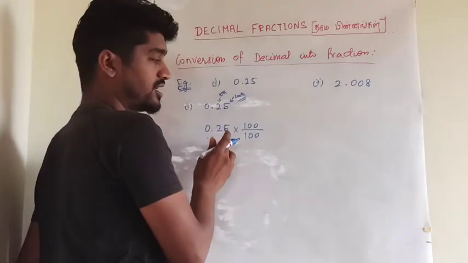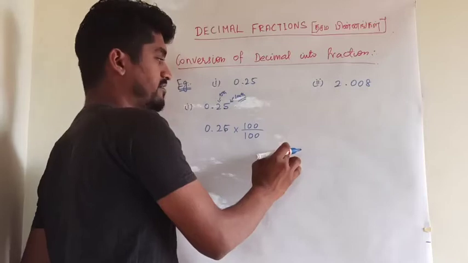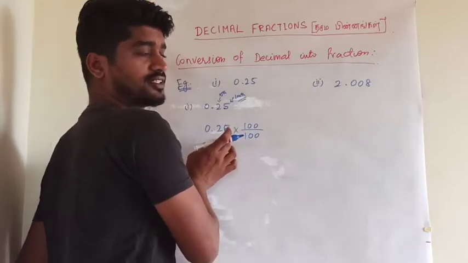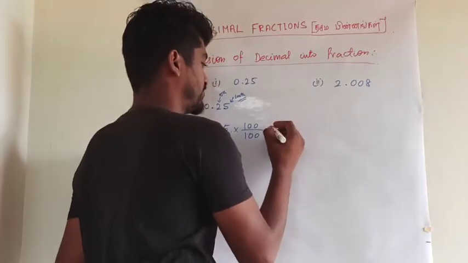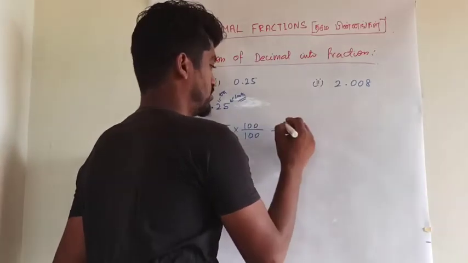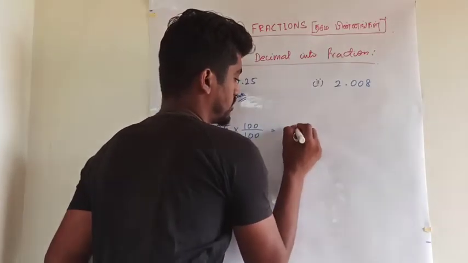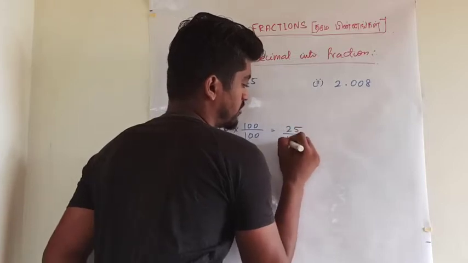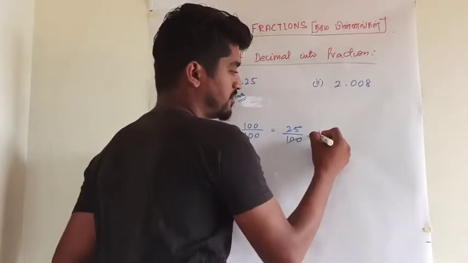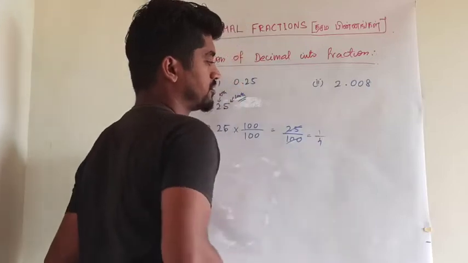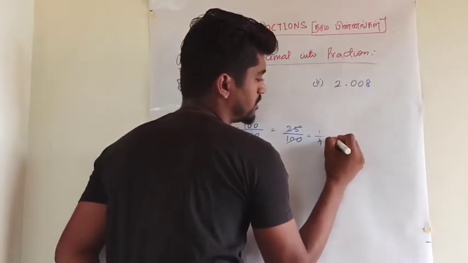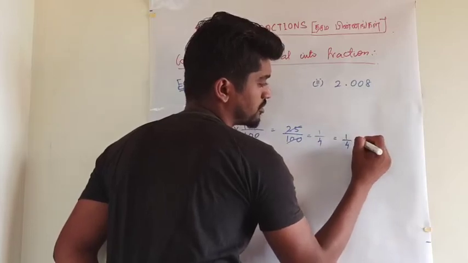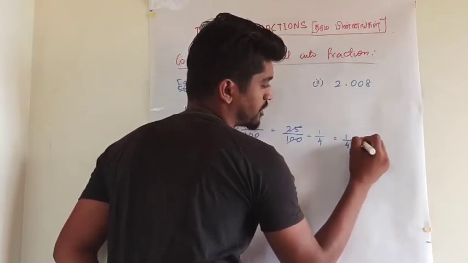If we multiply 0.25 by 100 and divide by 100, its value does not change. So we multiply and divide by 100. The value is 25 divided by 100, which is 1 by 4. So the fraction value for 0.25 is 1 by 4.